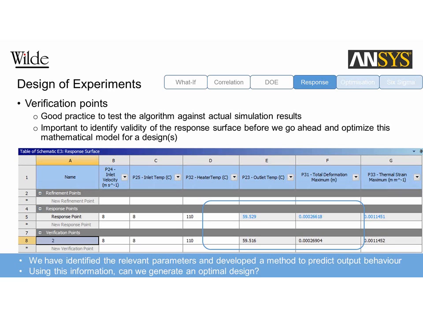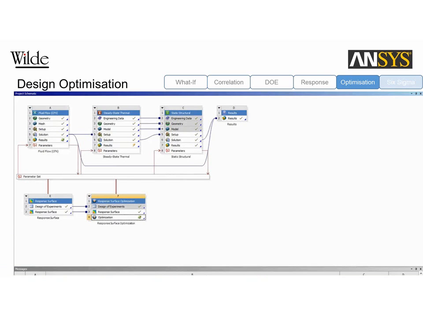So so far, what we've done is identify the relevant parameters in parameter correlation, developed a method to predict output behavior via a mathematical model in DOE and response surfaces. Now, using this information, because we have a way of predicting the output, what we want to do is use this mathematical model to generate an optimal design. And this is where optimization comes in. So if we were to drive optimization within ANSYS, we'd go into the optimization tool.